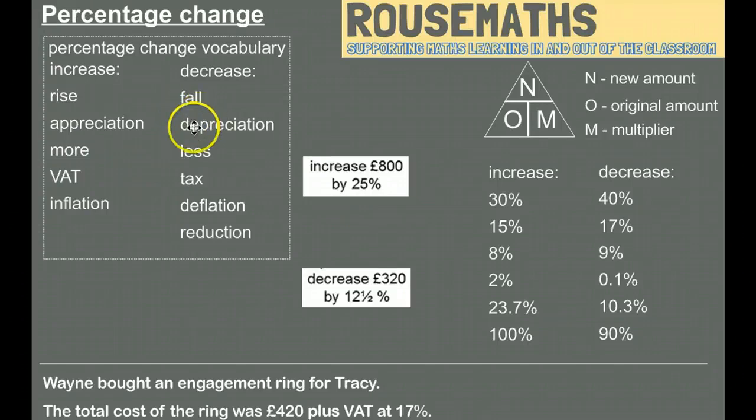Hi there, we're going to be looking at percentage change today, and got a few things to look at in terms of how to do it with a decimal multiplier. Firstly, it's worth looking at the vocabulary. So in the questions that you're answering, if it is a percentage change question, if it's a percentage increase, you're looking for words like rise, appreciation, and so on. If it's a decrease, you're looking for words like this.